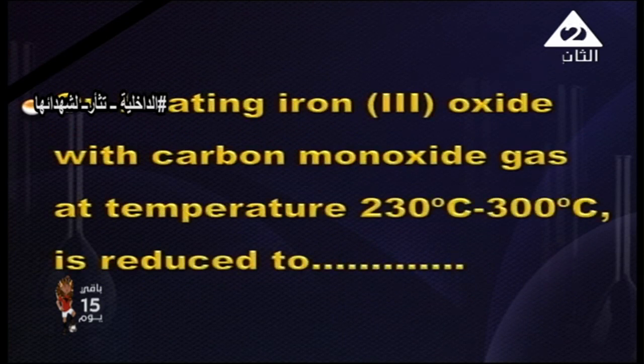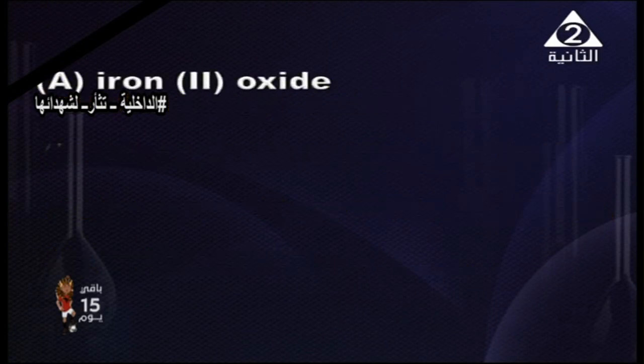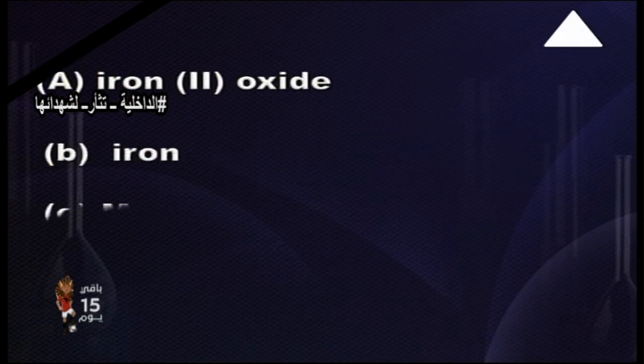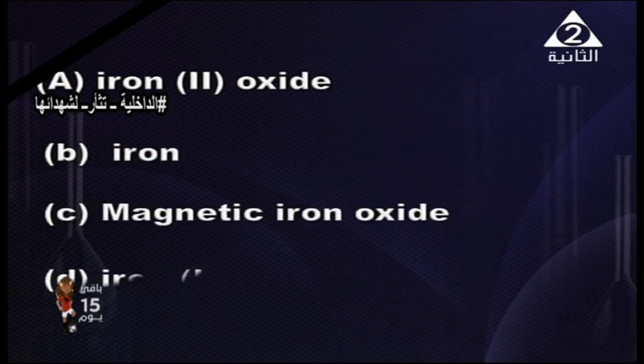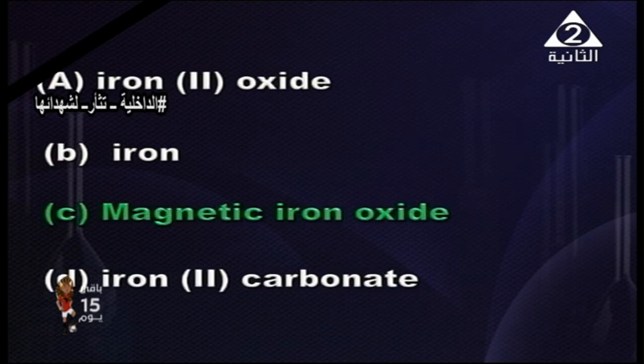Next point: when heating iron 3 oxide with carbon monoxide gas at temperature 230 till 300 degrees Celsius, it is reduced to what? Iron 2 oxide, iron, magnetic iron oxide, or iron 2 carbonate? If you write the chemical equation here, you will find that the answer will be magnetic iron oxide.